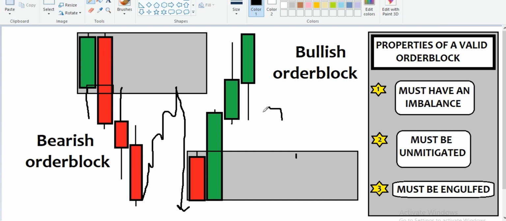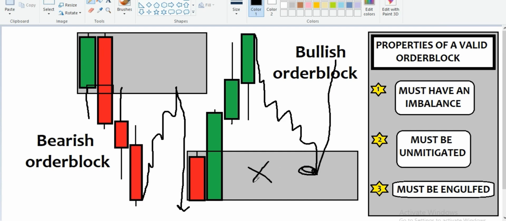What do I mean by unmitigated? Once you see, for instance, that price has rallied and has tapped into the order block, once price has entered into the order block and has rejected off it and you've taken your trade, this order block is no longer valid again. It has been used up. You understand? So what do I mean by that? If price is coming back to it again, there is a high probability that it would not hold. You understand? And price will break through it to the downside.